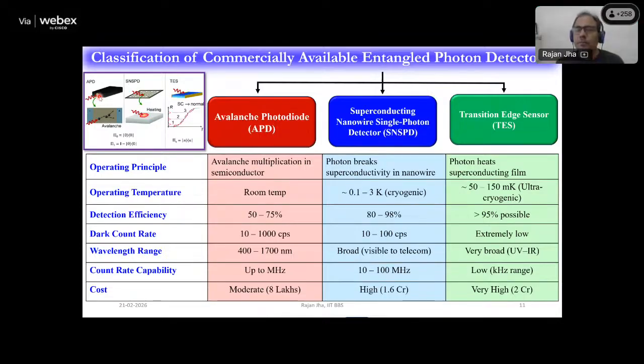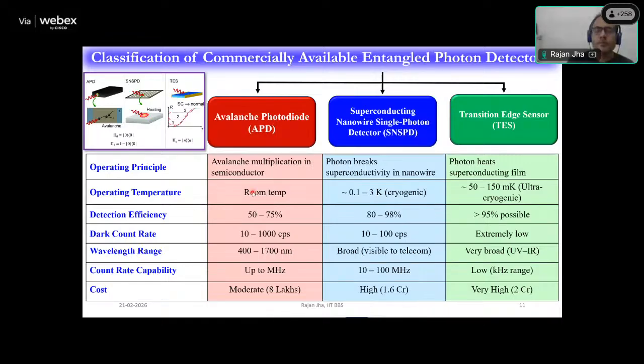So these are some of the important aspects of all these three detectors, and you must know them, because if you have to do experiments or research in this area, it is important to know the key operating points for these detectors. Avalanche is basically a sort of multiplication of electrons within the semiconductor. In superconducting nanowires, photons break superconductivity in the nanowire, and then you measure that. In transition edge sensors, the photon heats a superconducting film.